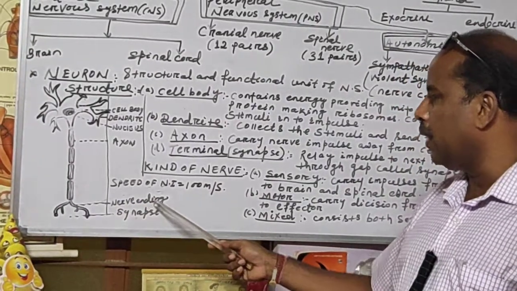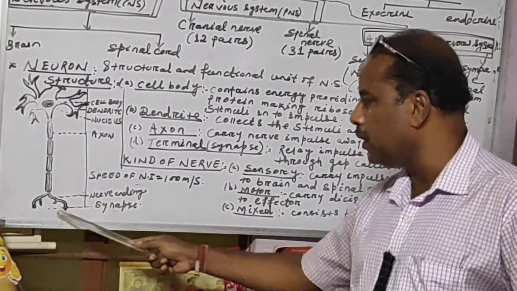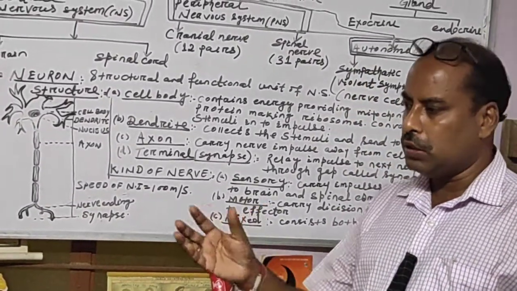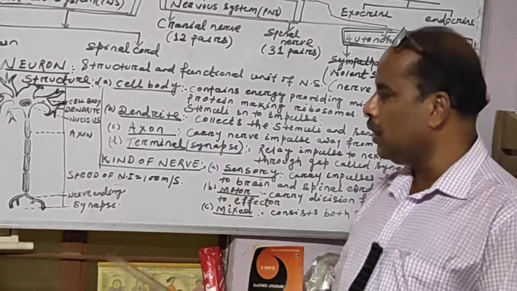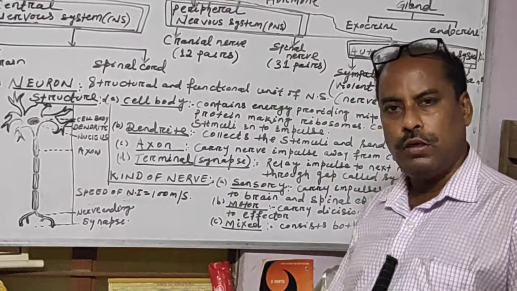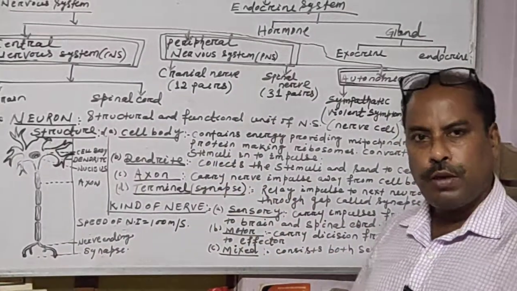That is called the nerve ending, or terminal. Here there is a gap, which is called the synapse. This synapse helps the electrical signal jump from one neuron to another neuron. That is called the synapse. These are the various parts of the neuron with their functions.